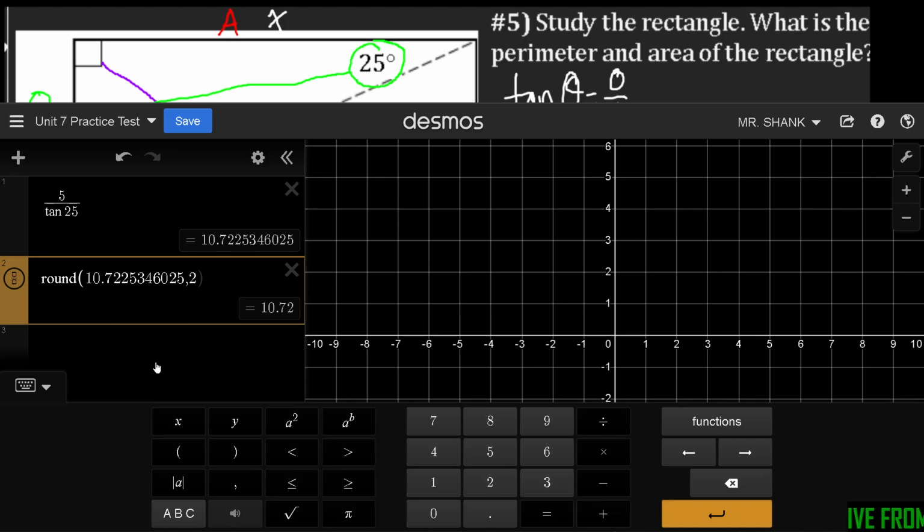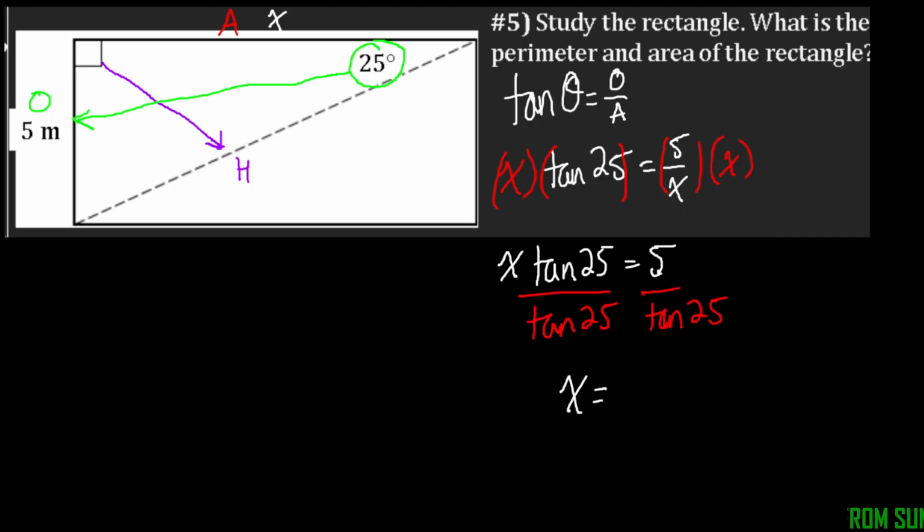This is okay, even though this isn't our final answer. I just want to round it so that I can get a nice decimal answer here. So x is about 10.72. That's after I rounded it, so make sure you are rounding it. Notice I'm not circling this as my answer because this is not my perimeter or my area.